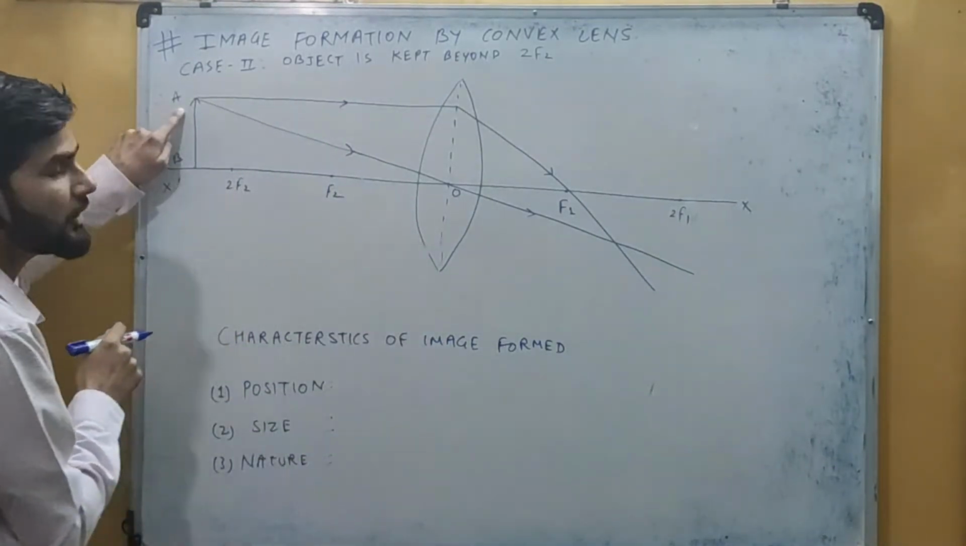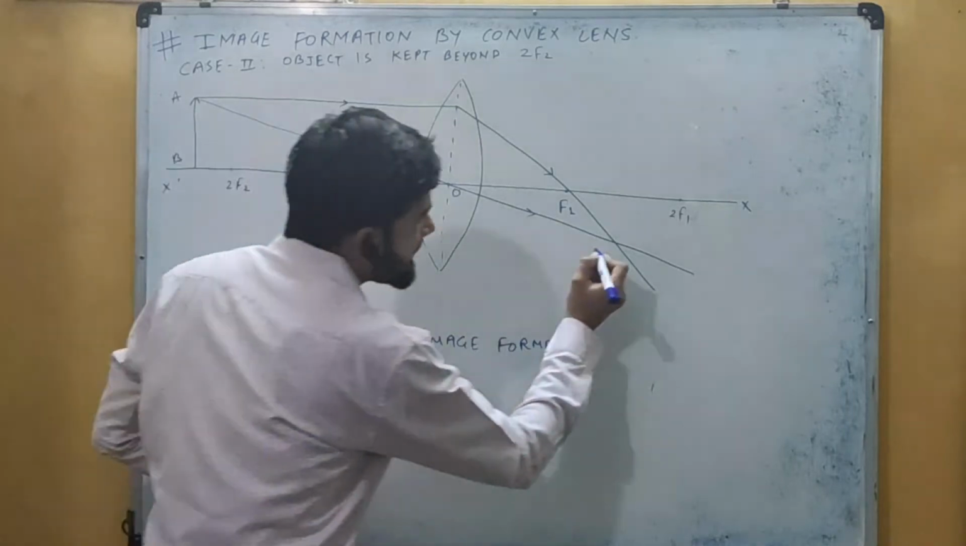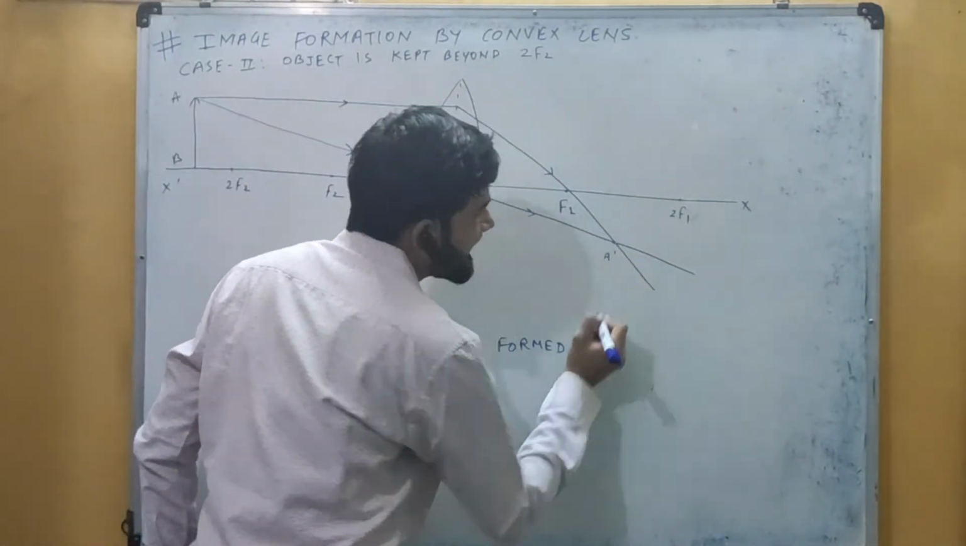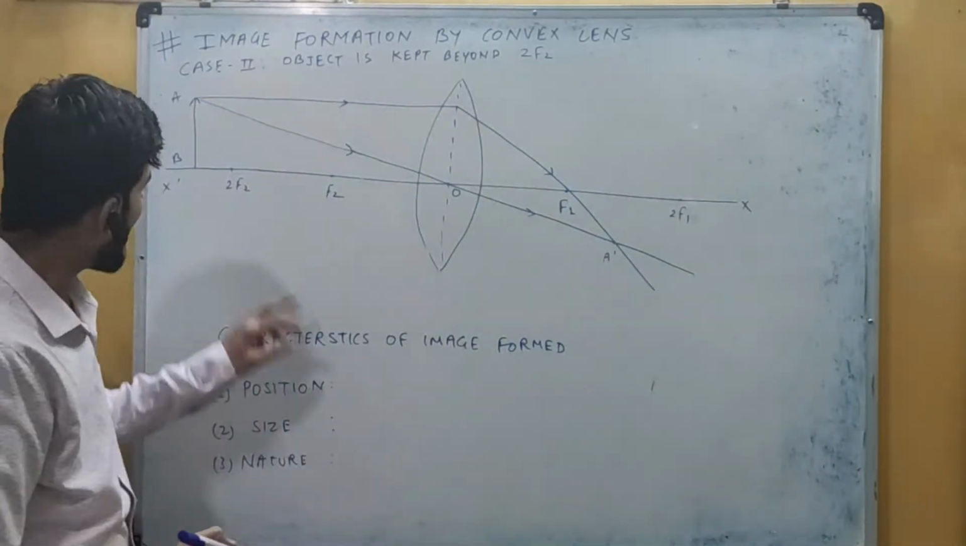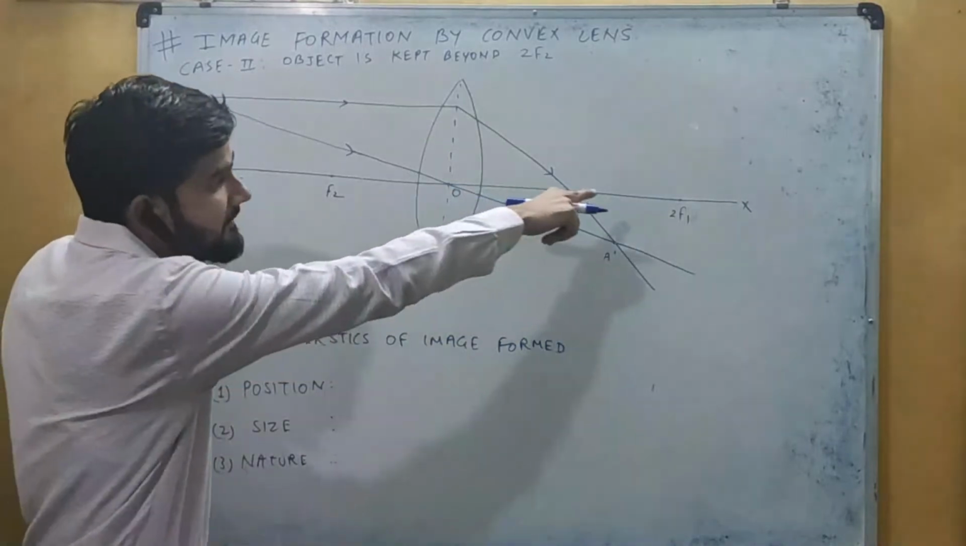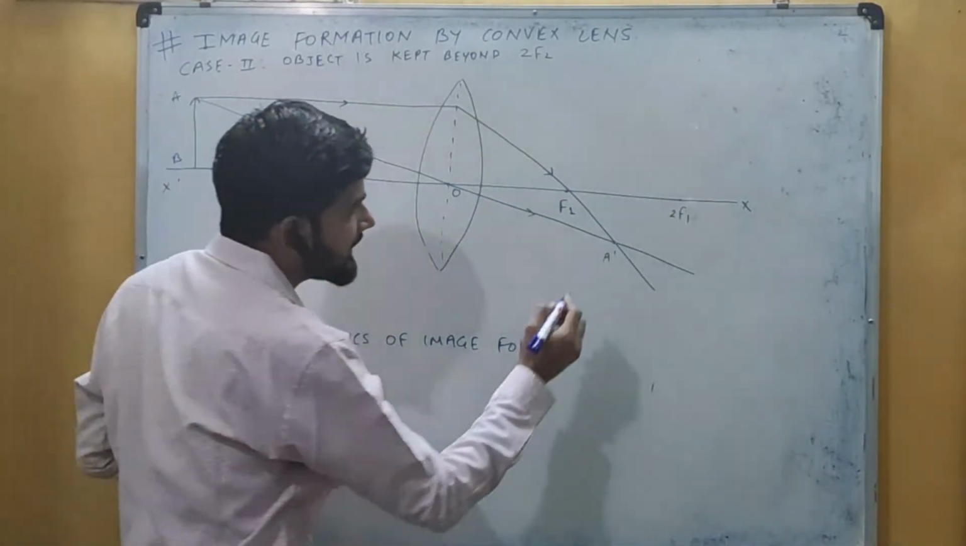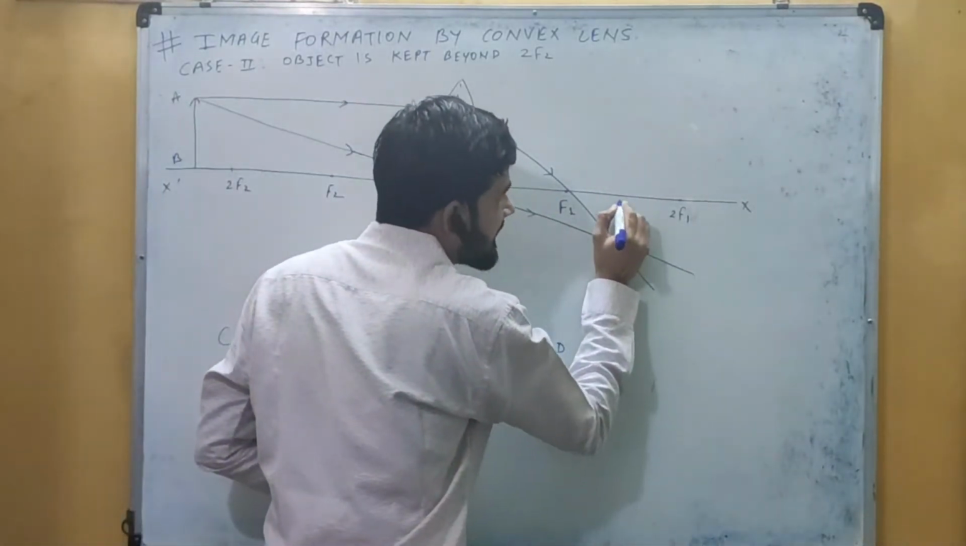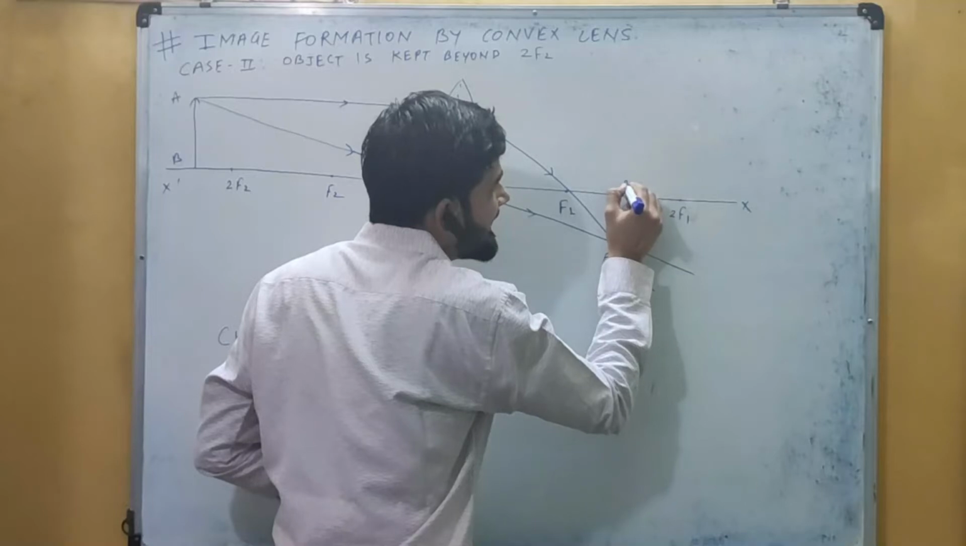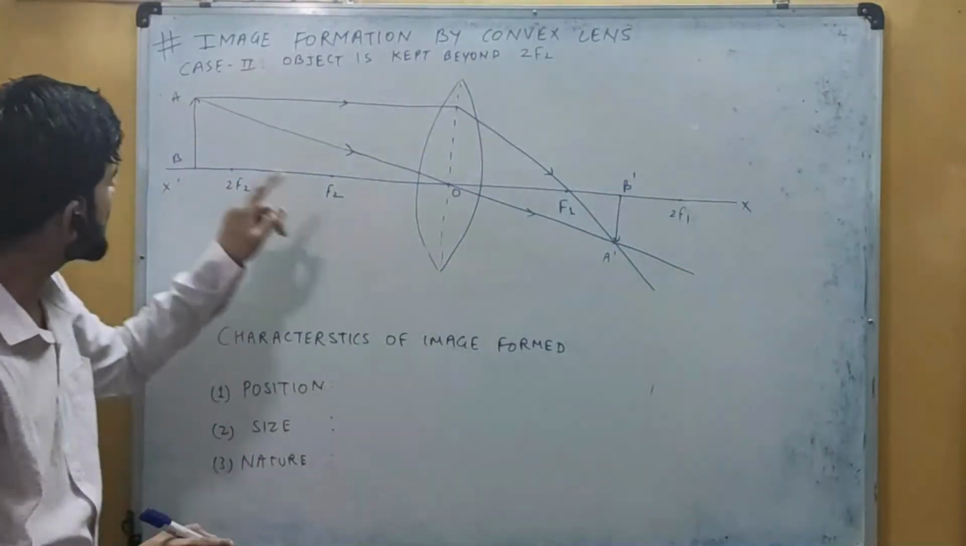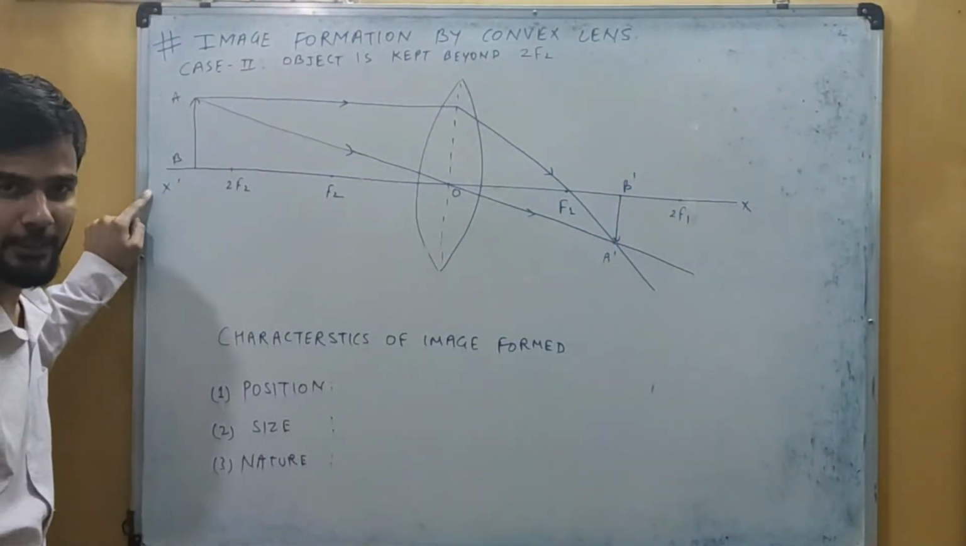So here the point object is A, and its image will be at this point, that will be A dash. For point B, that point B will lie on the principal axis. So if I draw a perpendicular line, then this point will be B dash, and this will be the image for the object AB.